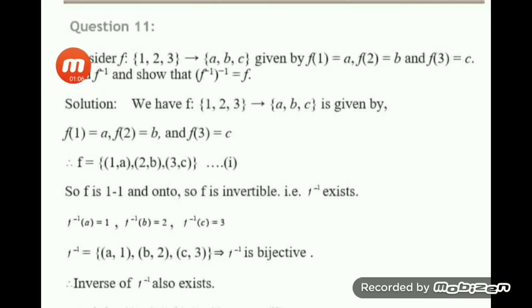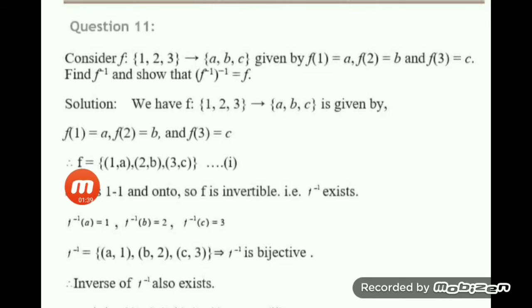Now if you want to find the value of f inverse, you first have to show that the function f is invertible. And we know when a function is invertible? Yes, when it is one-one and onto. So first our aim is to show that this function f is one-one and onto. Then we can easily write down the inverse of the function. First we write down the function: f is a function from the finite set {1, 2, 3} to {a, b, c}, and it is given in the question.